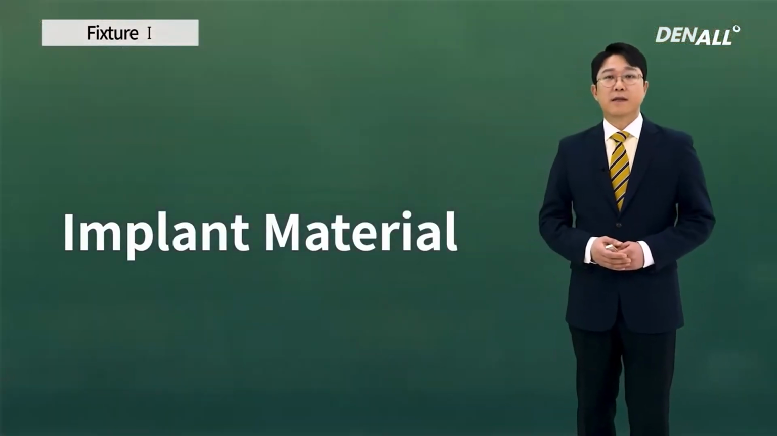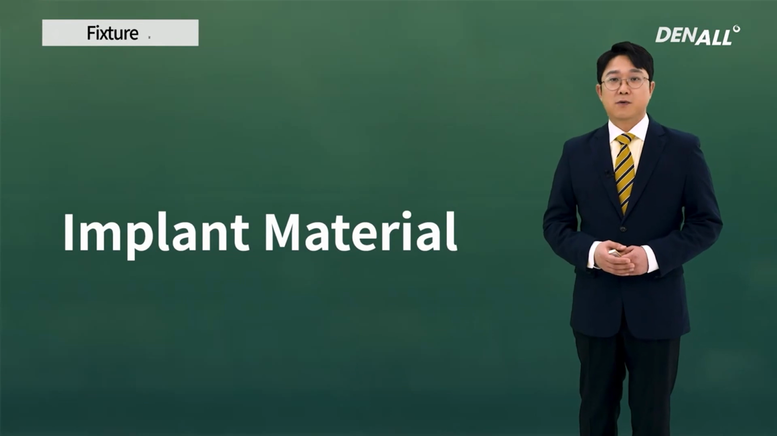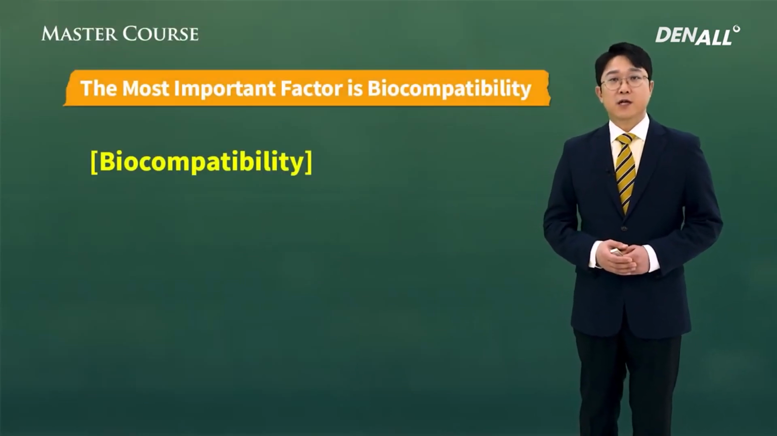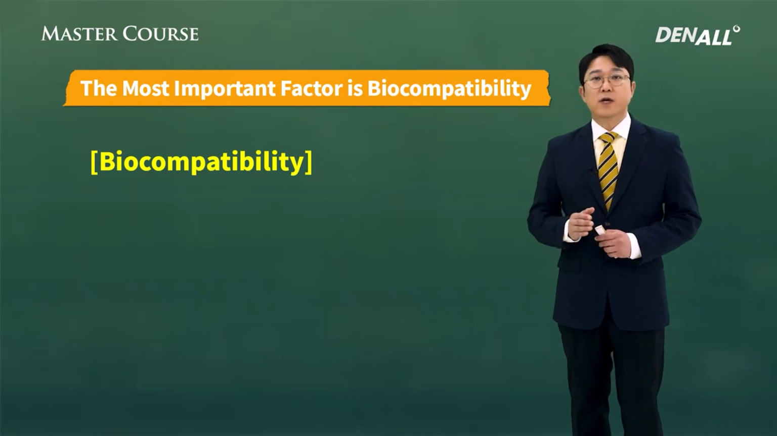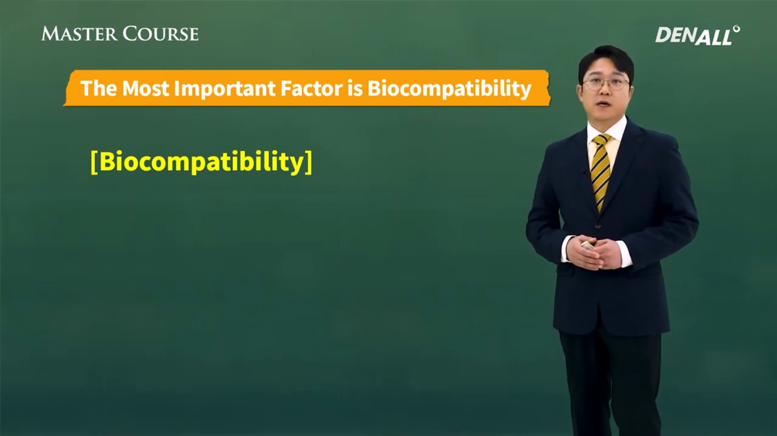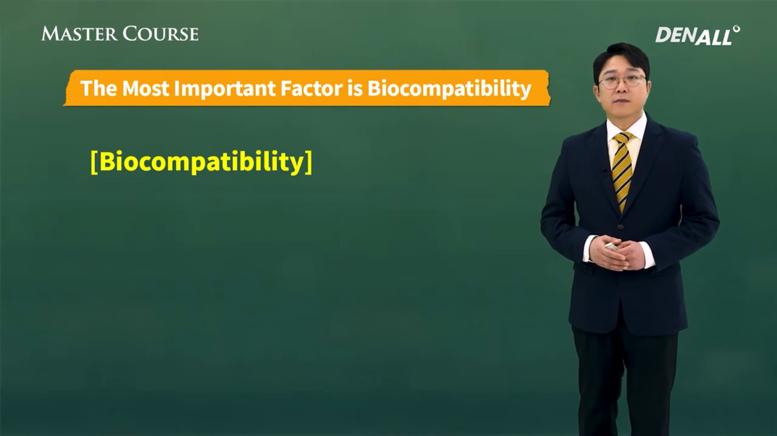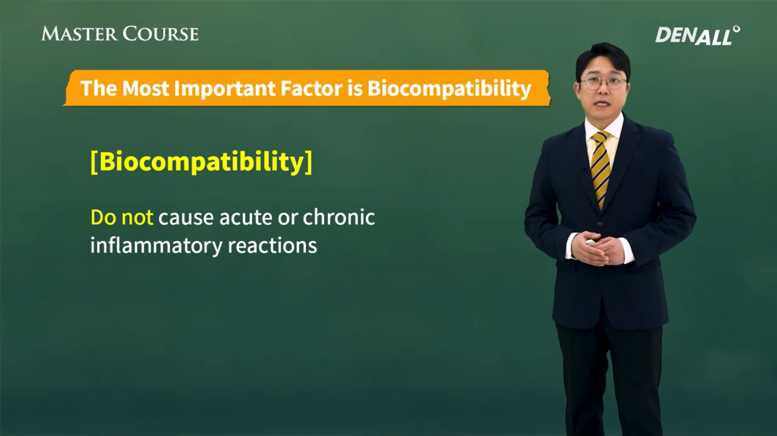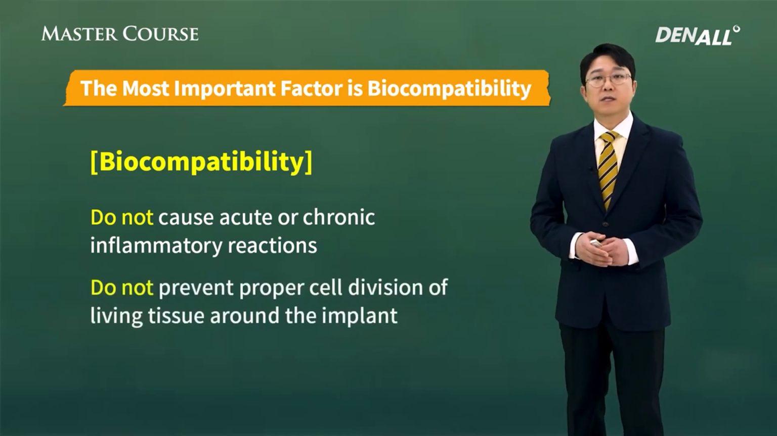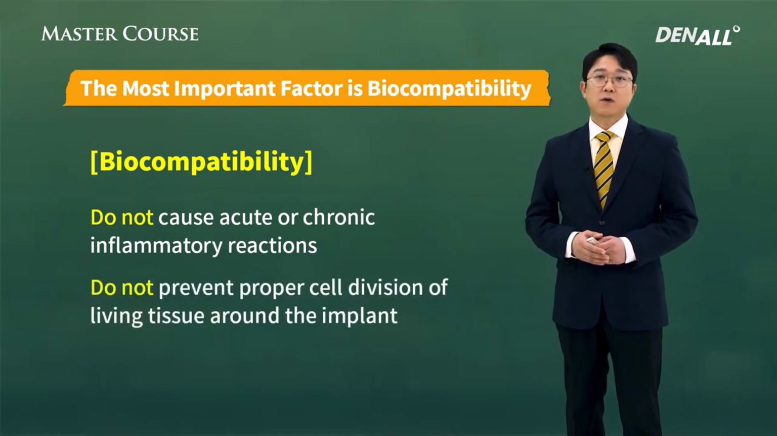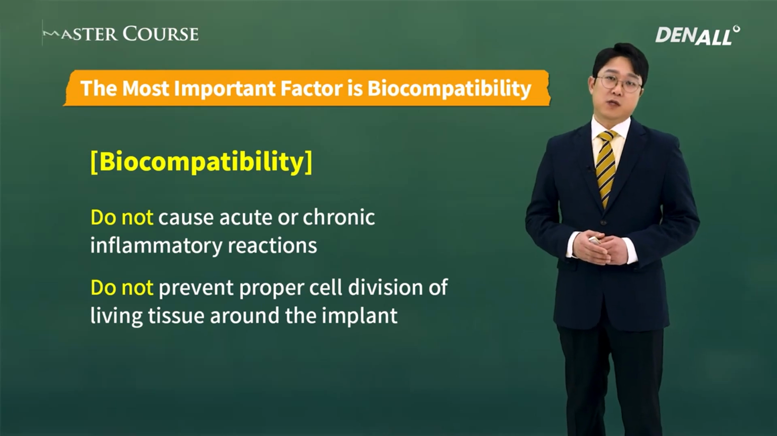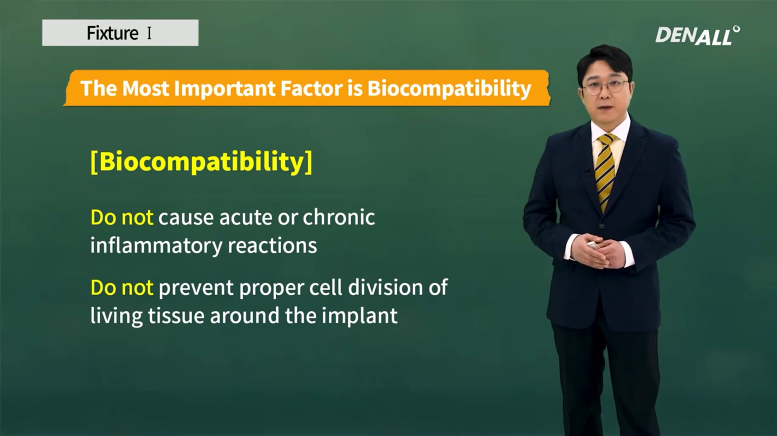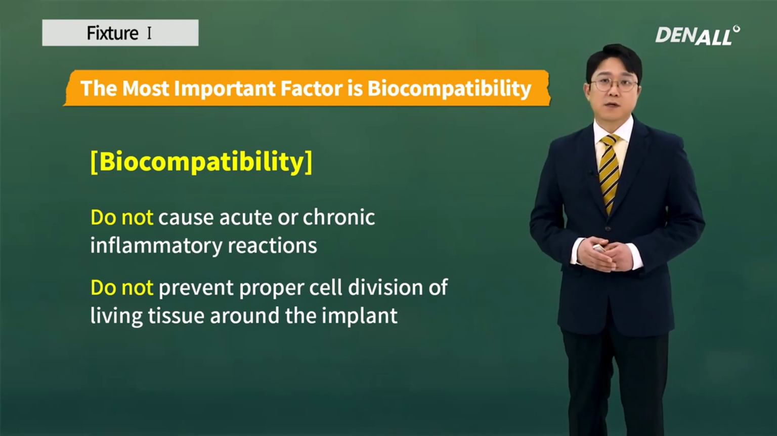Next, implant materials. The requirement for the implant materials, the most important one is biocompatibility. Biocompatibility means it should not cause inflammatory reaction in the body, and it should not interfere with the cell growth. No matter how good the physical property may be, it should not generate any harmful effect in the body.